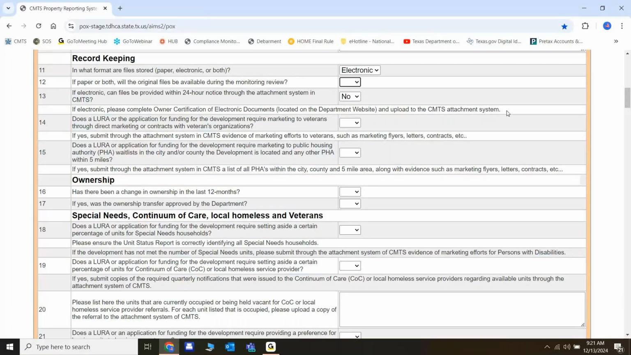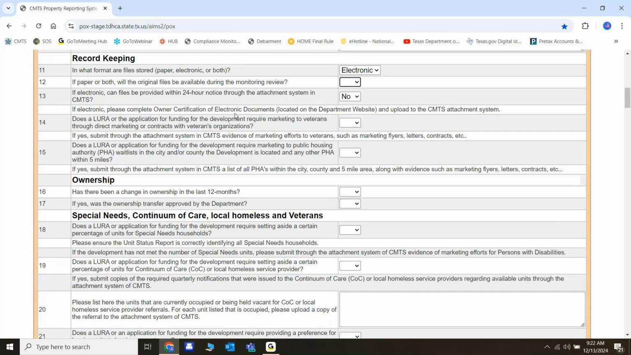So if you are going to answer, we are all electronic, and we switch our review from an on-site monitoring review to an electronic monitoring review, you need an owner to certify, yes, all of my documents are electronic. And they won't have to do this every time. This is kind of like your 8609s. Once you've done it once and it's uploaded into CMTS, you wouldn't have to do it again. So you would still answer like this, and the monitor would be able to pull that from the CMTS system. You wouldn't have to do it every single time, one time, just like your 8609.